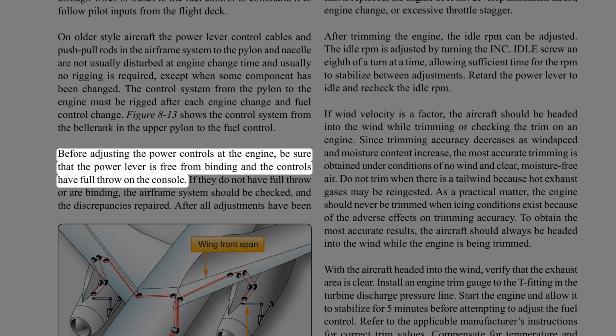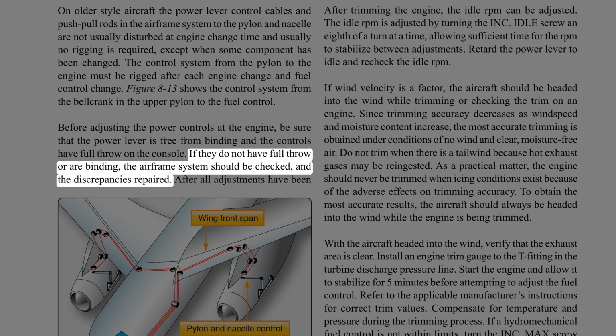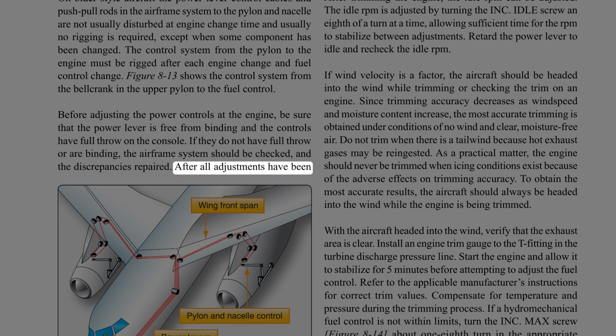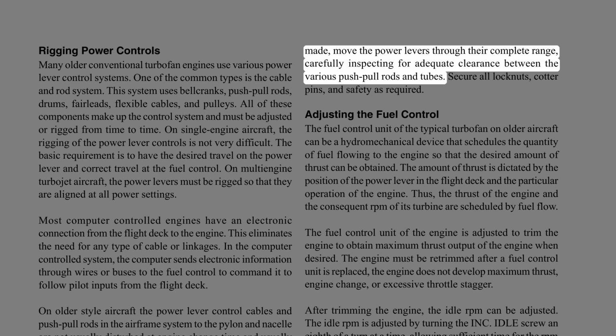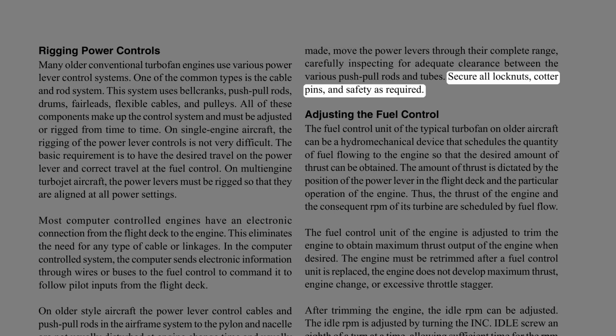Before adjusting the power controls at the engine, be sure that the power lever is free from binding and the controls have full throw on the console. If they do not have full throw or are binding, the airframe system should be checked and the discrepancies repaired. After all adjustments have been made, move the power levers through their complete range, carefully inspecting for adequate clearance between the various push-pull rods and tubes. Secure all lock nuts, cotter pins, and safety as required.